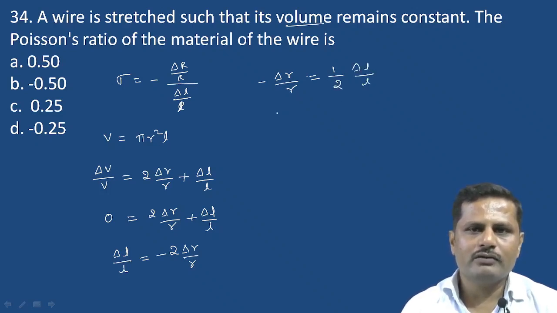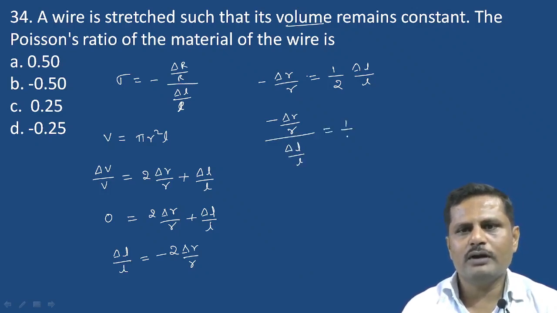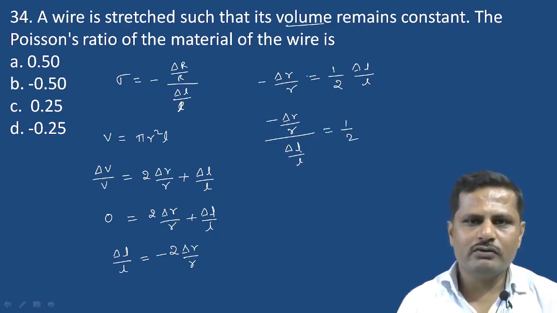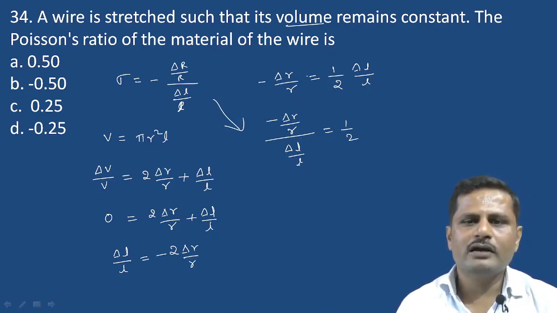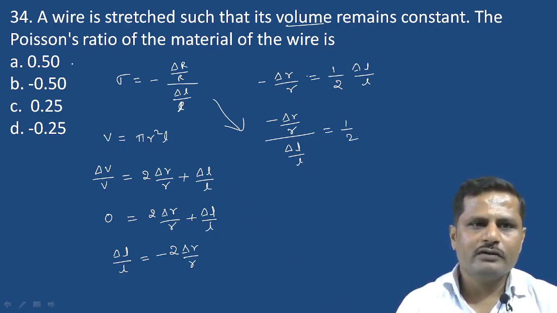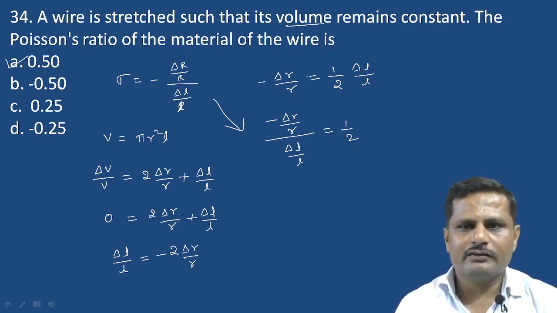So we could write delta R divided by R whole divided by delta L divided by L as 1 by 2. This is the ratio, and this is equal to the Poisson's ratio. So Poisson's ratio is equal to minus delta R divided by R whole divided by delta L divided by L. That is the lateral strain divided by the longitudinal strain, which is equal to 1 by 2. 1 by 2 is nothing but 0.5. So option A is the right answer.